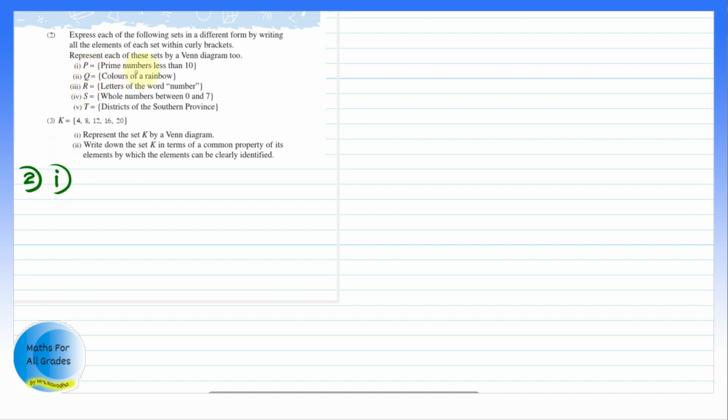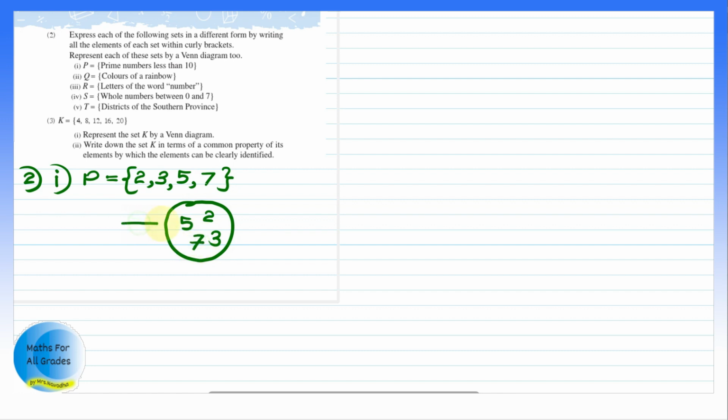Question number 2, Row number 1. P is a set of prime numbers less than 10. So how are we going to write that in listing method? P equals, open a bracket, prime numbers less than 10. 2, 3, 5, 7. That's it. The next prime number is 11 and it's greater than 10. So we are not going to write that. Now let's represent this set in a Venn diagram. 2, 3, 5, 7. And then name it using the same capital letter P.